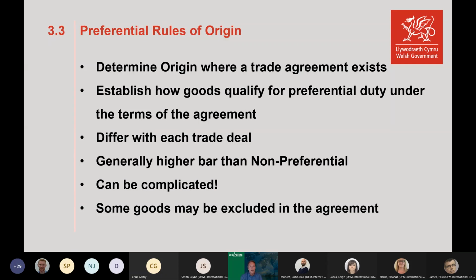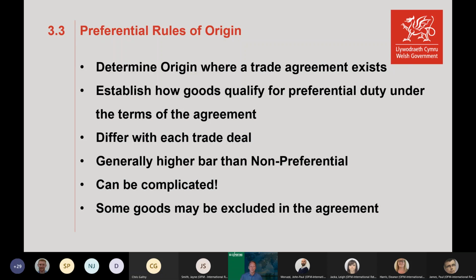and they can be more onerous than proving non-preferential origin, because they're giving preference, they're giving a benefit. So they establish how goods qualify for preferential duty under the terms of the agreement. And as we said earlier, they are different with each trade agreement. Between different countries or trade blocks, they can be completely different agreements. And generally, as we said, there's a higher bar than for non-preferential.